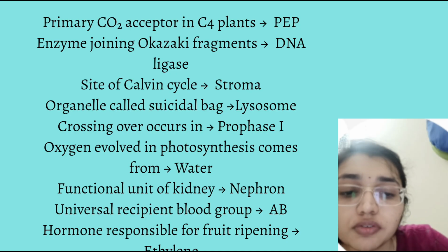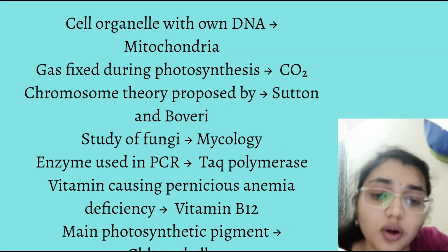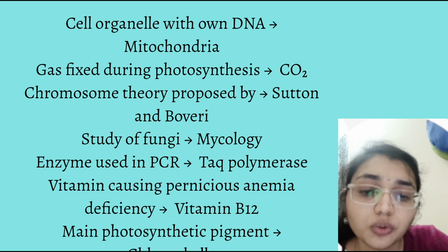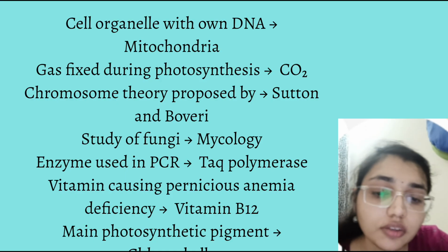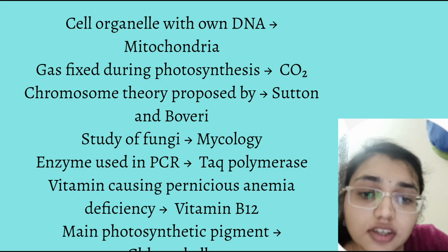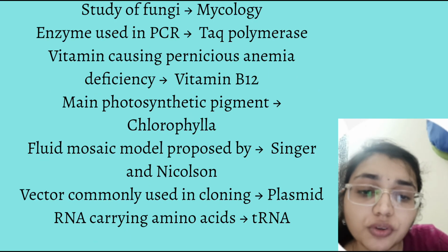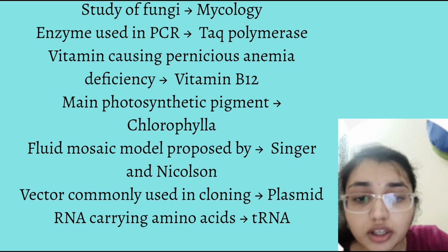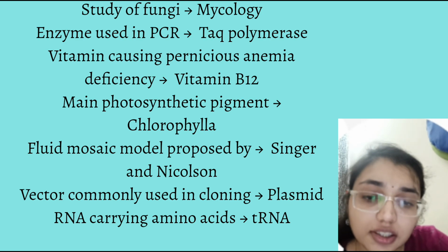Hormone responsible for fruit ripening is ghrelin. Cell organelle with its own DNA is mitochondria. The gas that is fixed during the photosynthesis is CO2. The chromosomal theory was proposed by Sutton and Boveri. The study of fungus is mycology. Enzyme used in PCR is Taq polymerase. Vitamin causing anemia deficiency, vitamin B12. The main photosynthetic pigment is chlorophyll A. Then fluid mosaic model, it was proposed by Singer and Nicolson.